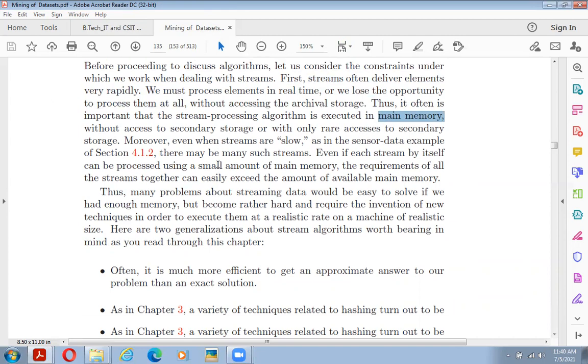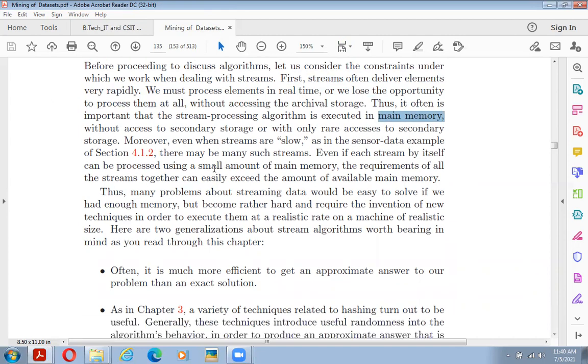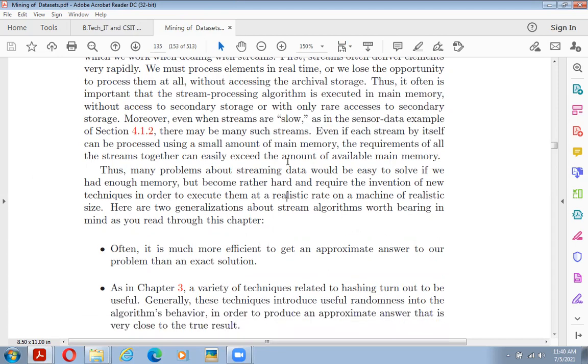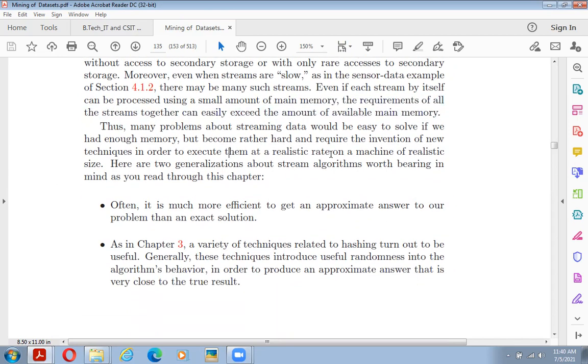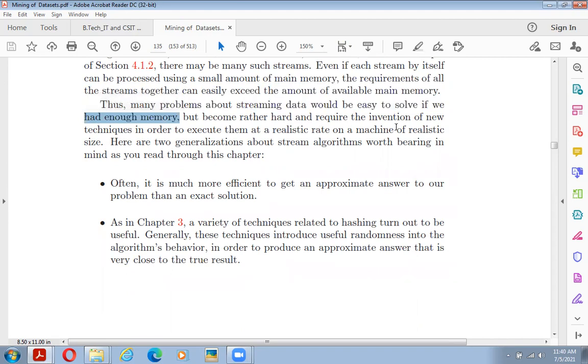Moreover, when streams are slow, as in the sensor data example, there may be many such streams. Each stream by itself needs only a small amount of main memory, but the requirements of those together can easily exceed the amount of available main memory. Thus, many problems about stream data would be easy to solve if we had enough memory, but become rather hard and require the invention of new techniques in order to execute them at a realistic rate on a machine of realistic specs.